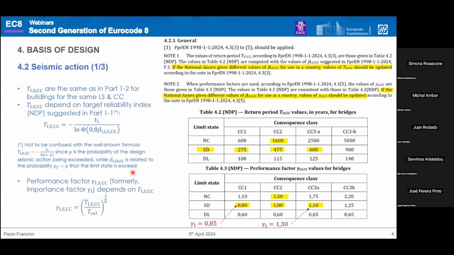And just to make a comparison with the previous generation, performance factors, formerly known as importance factors, are slightly changed. So, for instance, for the significant damage, for a less than normal important bridge, before this performance factor, the ratio of the seismic action was 0.85, now it is 0.80, and for more important bridges, this was 1.30, now it's 1.1 or 1.25. These are all nationally determined parameters.